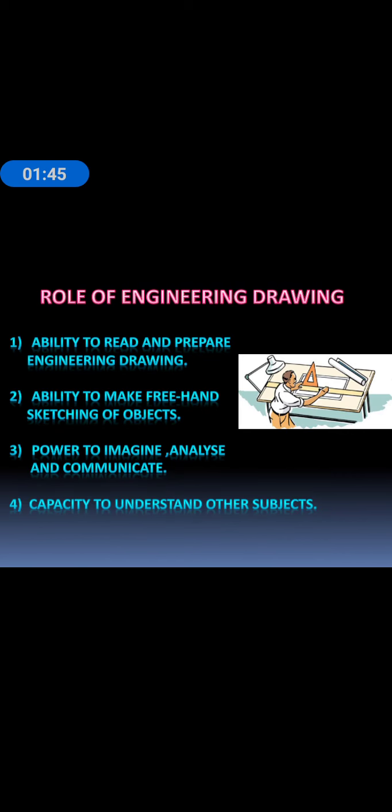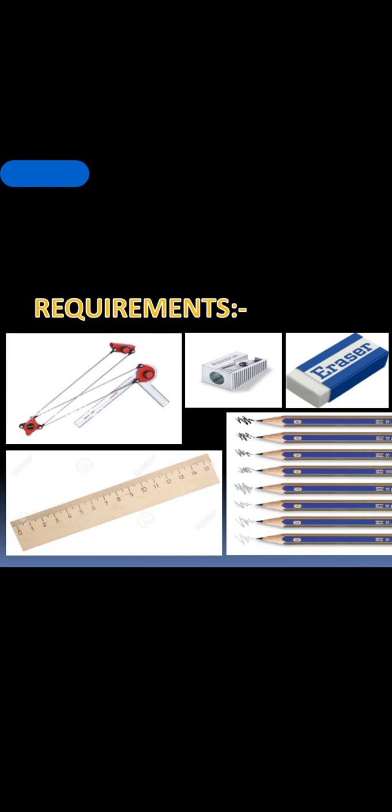Then the next slide will discuss the role of engineering drawing. Engineering drawing basically gives the ability to read and prepare the engineering drawing, and the second one, how to make a freehand sketch of the object, and the next one is power of imagination, analysis and communication. The last one is capacity to understand other subjects. So in this slide we discuss some requirements of engineering drawing.